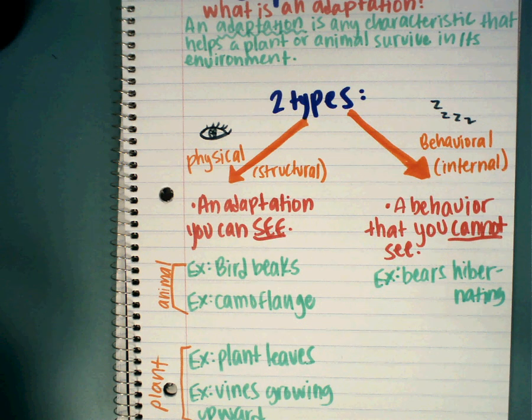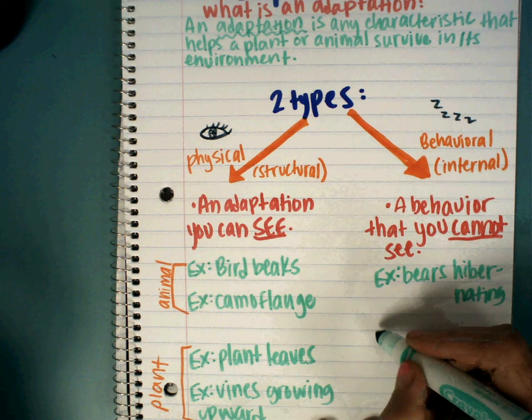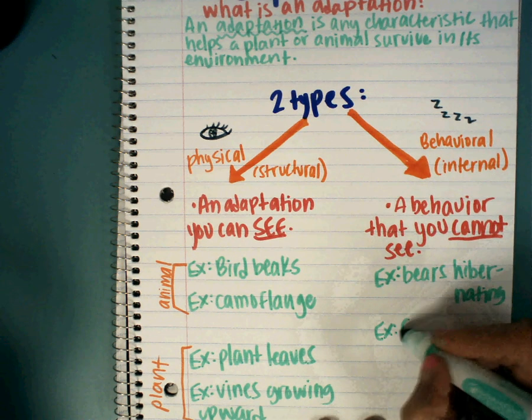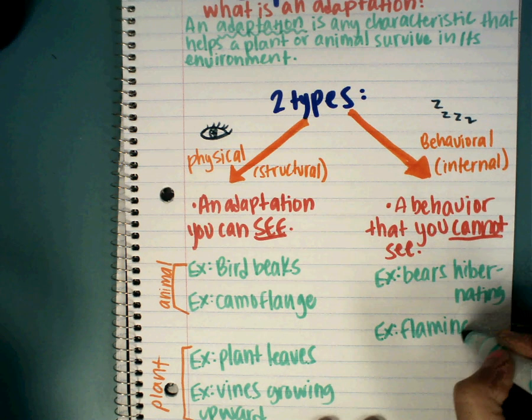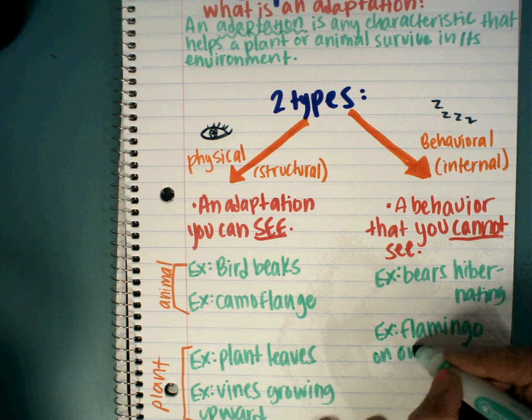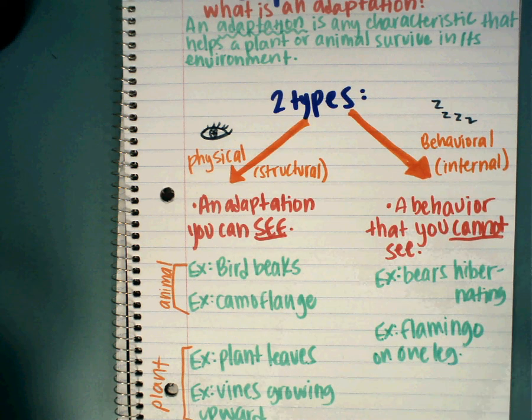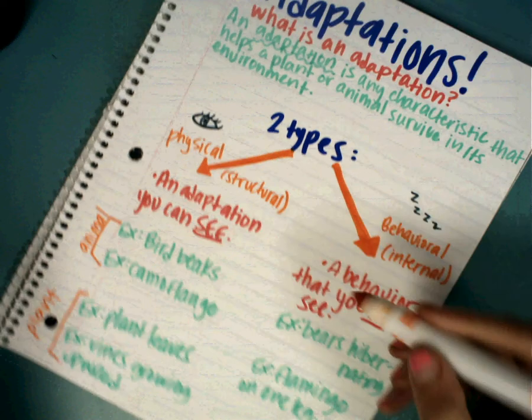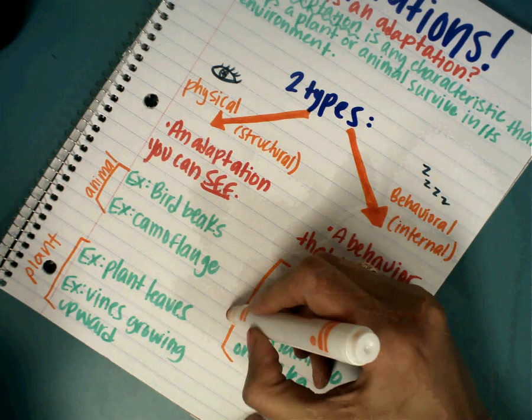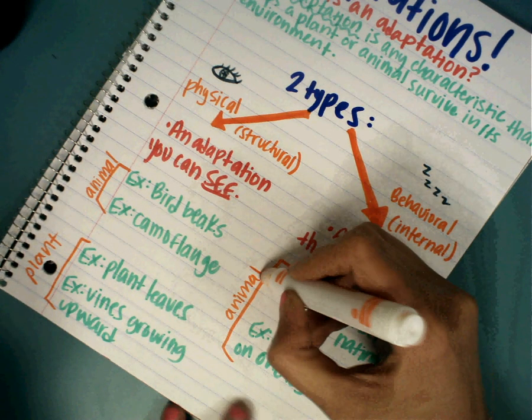Another behavioral adaptation of an animal would be a flamingo standing on one leg, right? Flamingo on one leg. It does that for thermoregulation, we learned, so it can keep warm. So these are both animal examples.